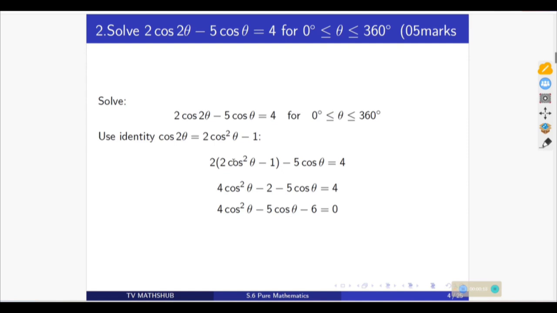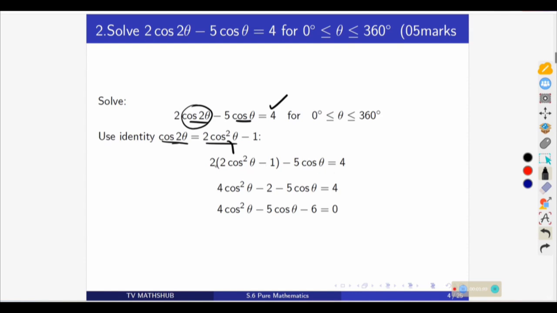So to solve this expression, we shall first of all create the relationship between cos 2 theta and cos theta. And that relationship can easily be formed because we know from the identity that cos 2 theta is the same as 2 cos squared theta minus 1. So where there is cos 2 theta, we shall substitute there 2 cos squared theta minus 1, and that will give us 2 into, we are substituting it in this equation here. So we shall get 2 into 2 cos squared theta minus 1 minus 5 cos theta equaling 4.